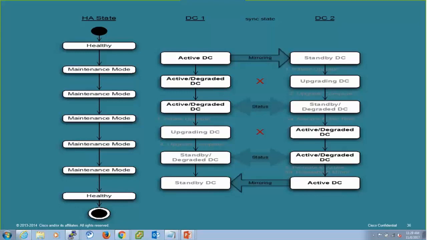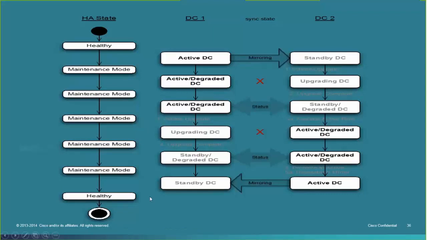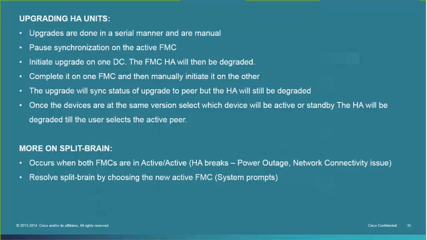So the HA state, which was initially healthy at the start of the upgrade, would resume its healthy state only after both the units have been upgraded to the same version and have been promoted to the correct roles. Only then, after a successful mirroring, would we see the status reflected as healthy. So these were the steps that we discussed. The upgrades are done in a serial manner. Pause synchronization, then initiate the upgrade on the secondary, the standby unit. Once this is done, initiate the upgrade on the primary and promote one of these devices as active. This is what we would be using.